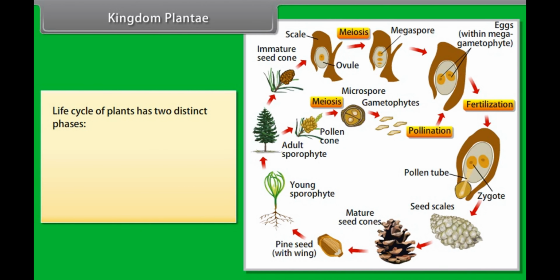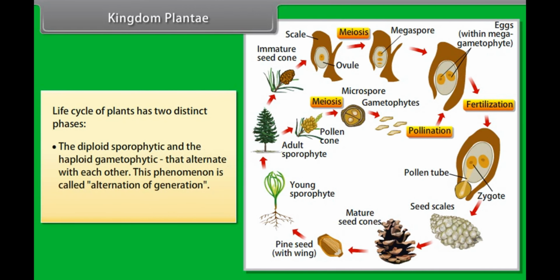The life cycle of plants has two distinct phases: the diploid sporophytic and the haploid gametophytic, that alternate with each other. This phenomenon is called alternation of generations.